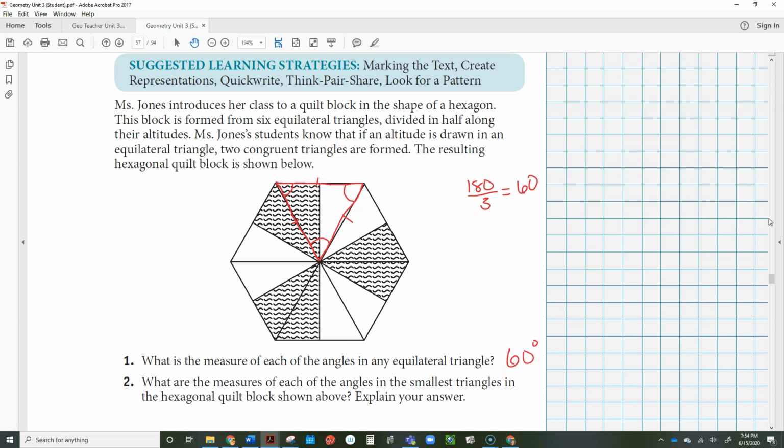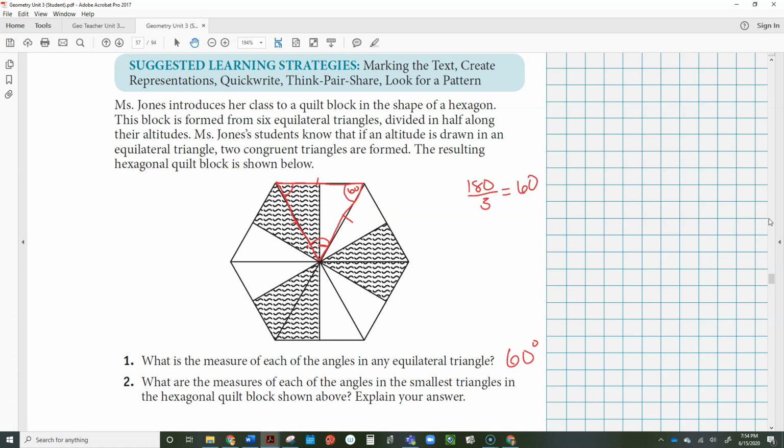What is the measure of each of the angles in the smallest triangles in the hexagon? So they're wanting to know the measure of this. Well, this is 60. And then what's the measure of this angle right here? We know that the angle formed by this equilateral triangle is a 60-degree angle. And we know that this is a line of reflection, or a line of symmetry. And what does a line of symmetry do? It cuts this shape into 2 equal shapes.